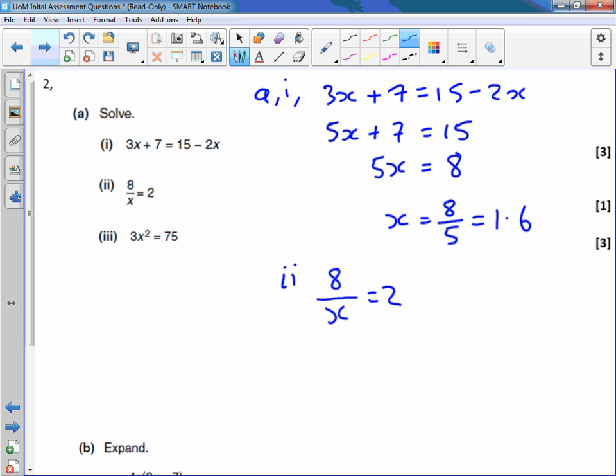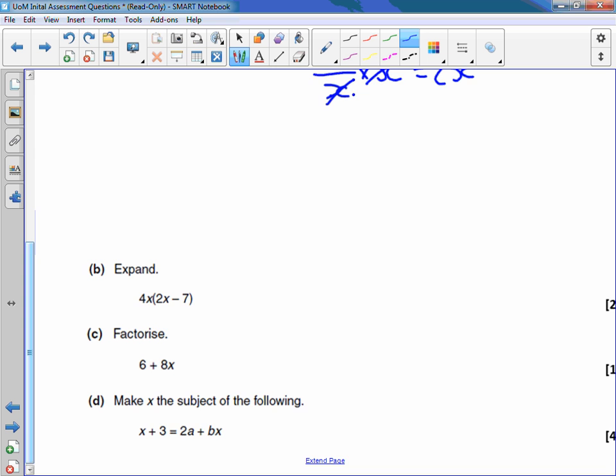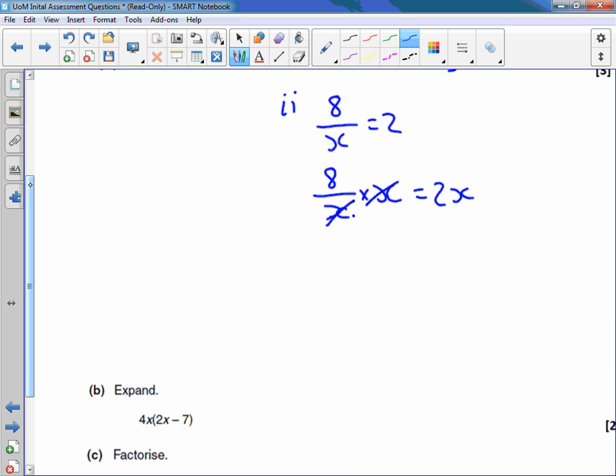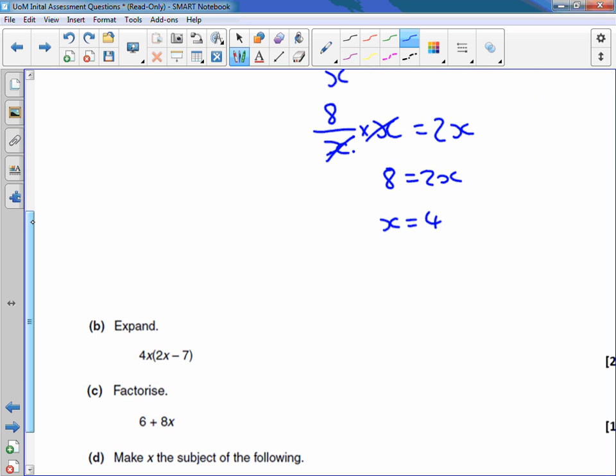So if I do 8 over x times x, the x is going to cancel out, leaving me with 8. If I multiply my left hand side by x, I need to multiply my right hand side by x. So I get 2x. So I get 8 equals 2x. So I'm going to divide both sides by 2. So x equals 4. Happy days. Okay. So part 3, finally, I've got 3x squared equals 75.